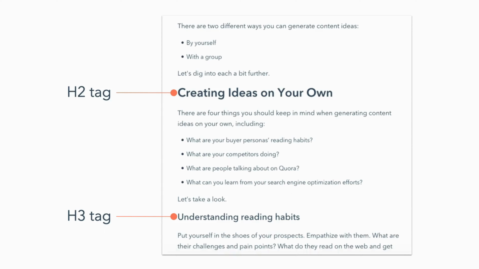Use subheaders to split up sections of your blog post. For example, this blog post is a section on creating ideas on your own. Notice how it offers subheadings within this section as well to continue splitting up content to make it easier to digest. I did this using an H3 tag.